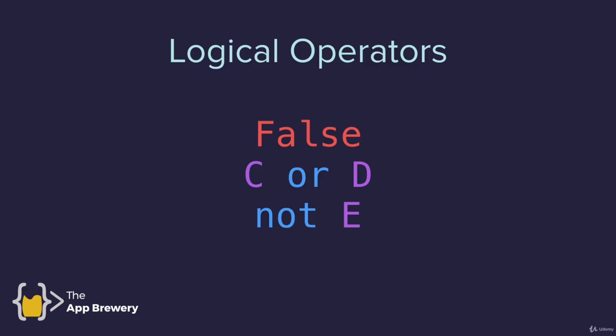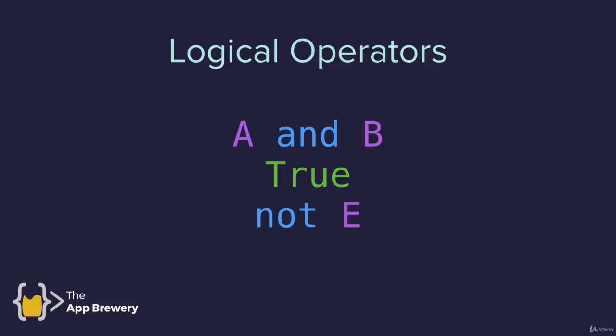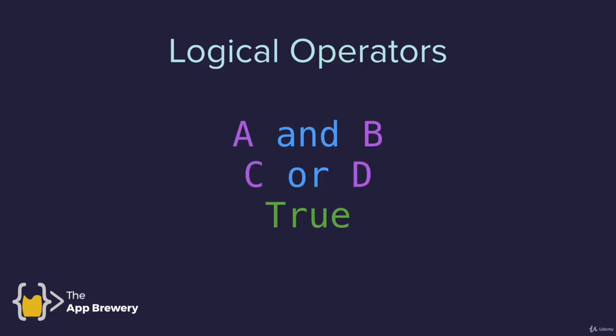Now, if you only needed one of the conditions to be true, then you could use the or operator instead. So if C or D were true, or if they're both true, then it will evaluate to true. It's only when both C and D are false does this statement actually become false. Now, the final one is the not operator. And all that this does is it basically reverses a condition. So if the condition is false, then it becomes true. If it's true, then it becomes false.